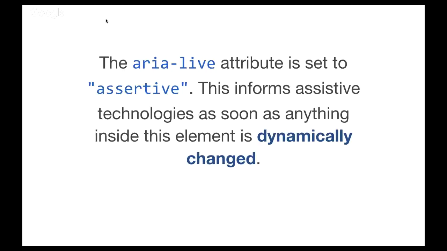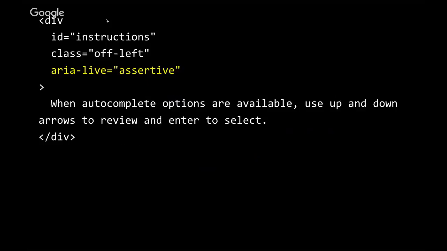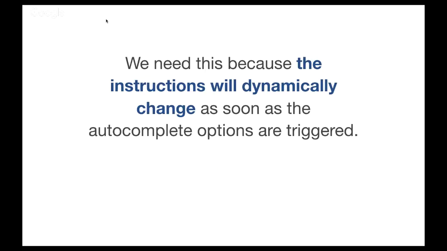We can also set the aria-live attribute, and this is really important. We're going to set it to assertive, and this informs assistive technologies as soon as something dynamic is changing in that form, in that area. So we could have aria-live assertive. And why? Well, we're going to see in a second. The reason is we need the instructions to change dynamically as soon as the autocomplete options are triggered.